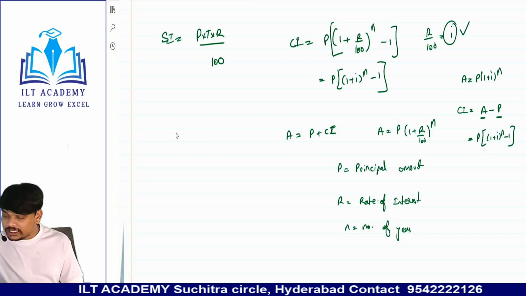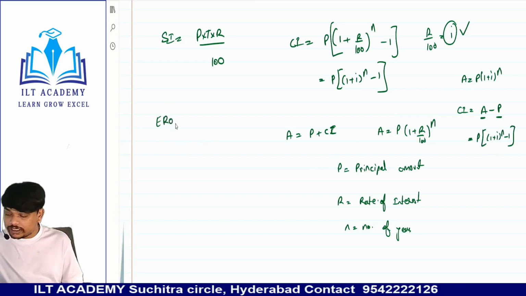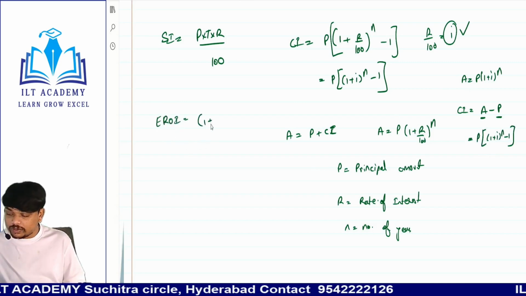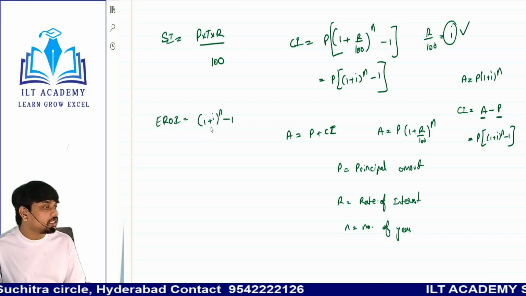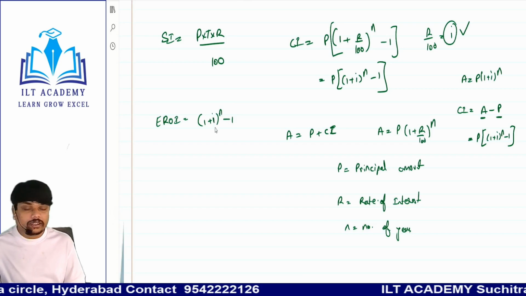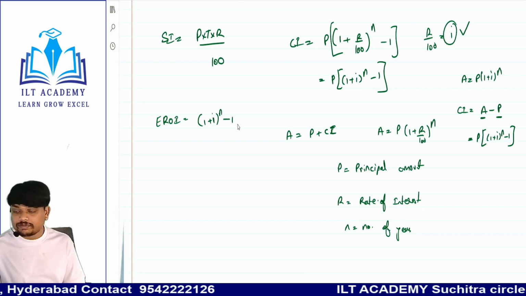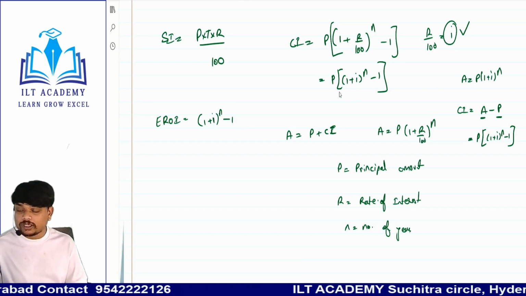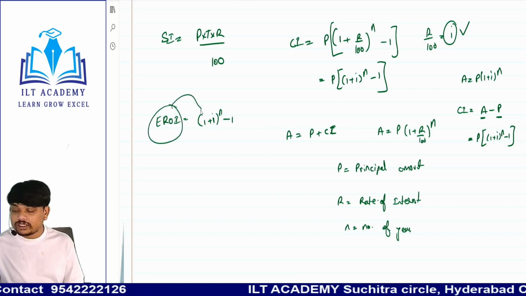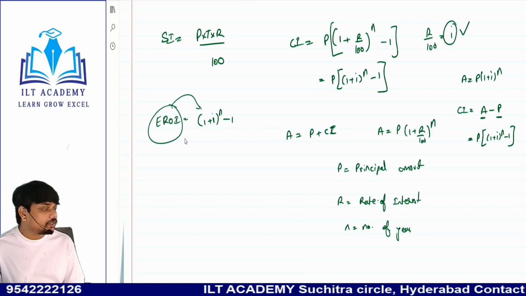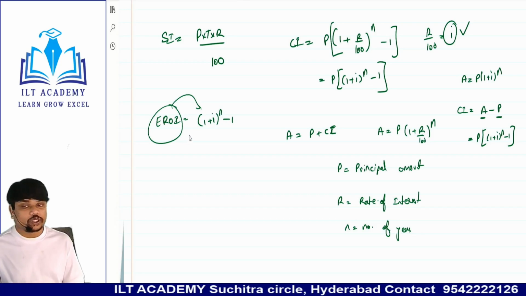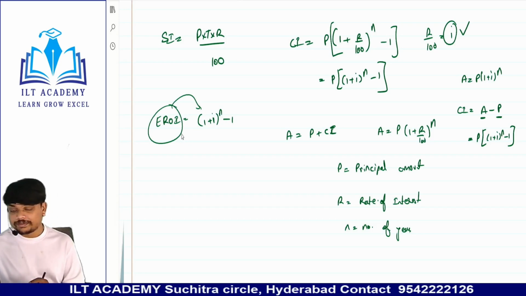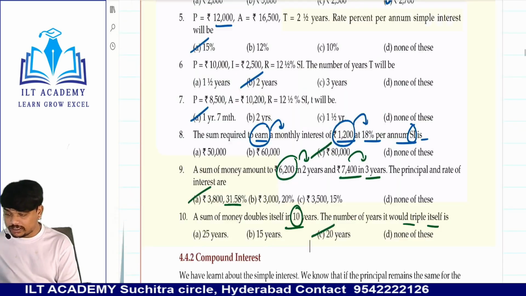Now let us understand what is effective rate of interest. For now, just note down 1 plus I whole power n minus 1 is the formula. If we remove the principal, we get the effective rate of interest. Clear? These are the two formulas you need to learn for now. Not enough? Let us do the sums.